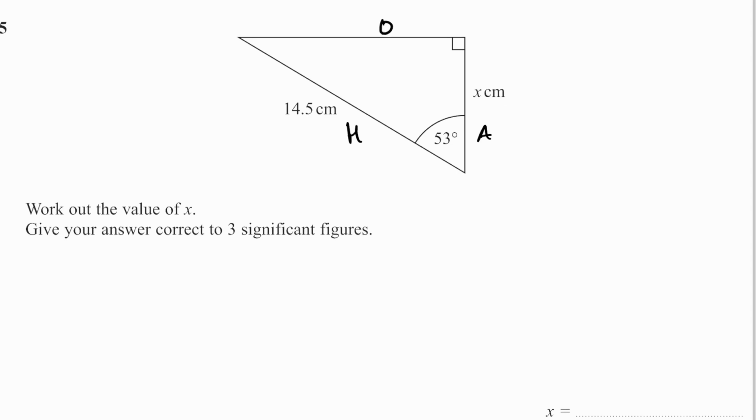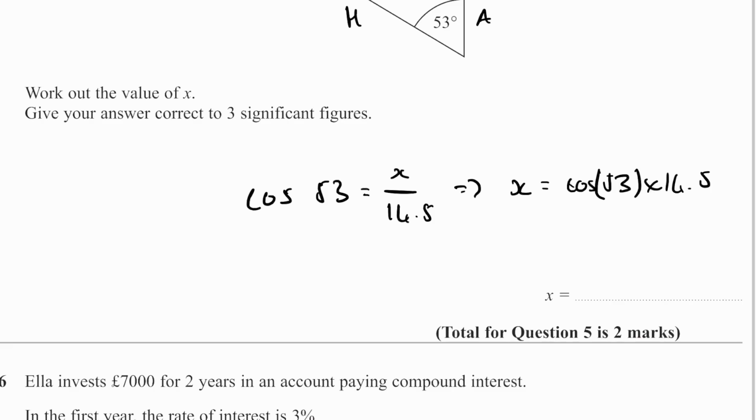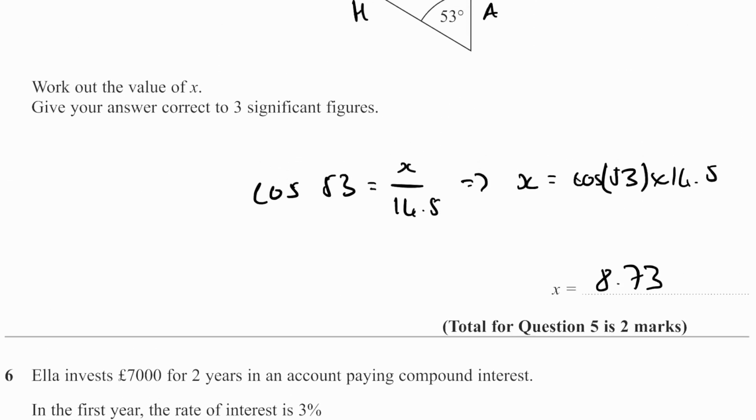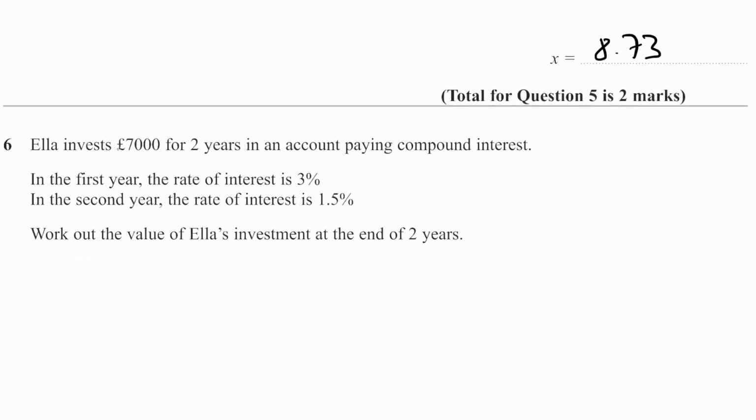So essentially we've got the cosine rule over here, so we can say that cos of the angle, in this case 53, is equal to the adjacent, in this case x, over the hypotenuse, in this case 14.5. And then you can just rearrange for x, and so x is equal to cos 53 times 14.5. And so that's nice and simple, you just put that into your calculator. Okay, and you should get approximately 8.73. Okay, and it's 3 sig figs, so whatever you get, make sure you round it to 3 significant figures. So yeah, that's what it would be.